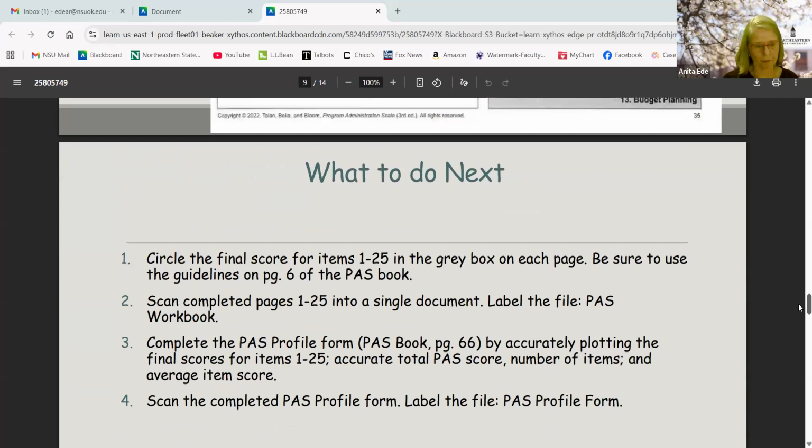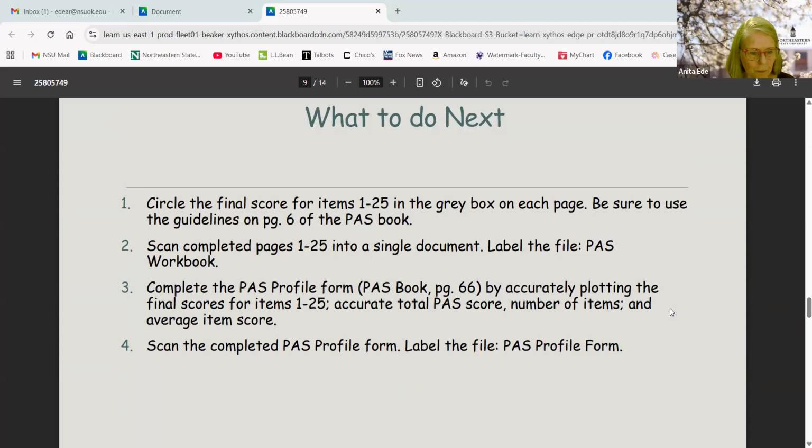Once you have all 25 items responded to, you're going to scan pages 1 through 25 so that I can see all your notations. I don't care how messy it is, just put as much into it as you possibly can. Go ahead and label that file PAS workbook. All 1 through 25 is your PAS workbook, and that's how you will upload it. You don't have to do another thing to it. Just upload it and that's it.